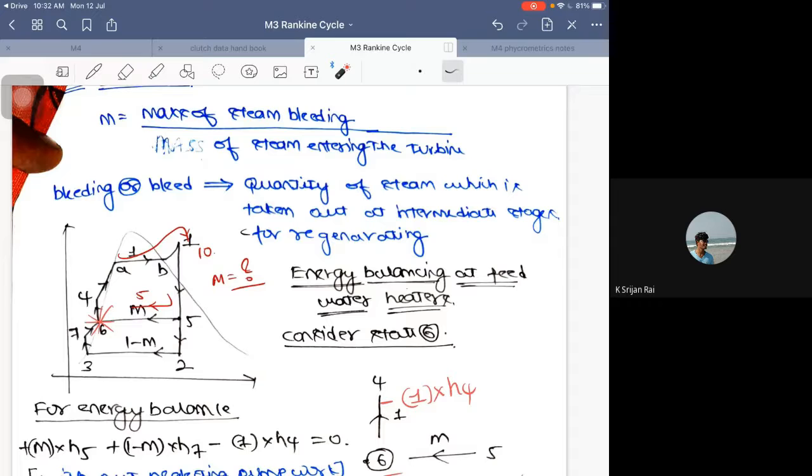Now, what is the mass of steam entering the turbine? This is the mass of steam which is entering the turbine. Now I am saying the mass of steam entering the turbine is 10 and the mass of steam which is bleeded, taken out in between, is 5. Can I have the value of M? 0.5. Thank God, it's 0.5. So everyone got this concept? How do you calculate the value of M?